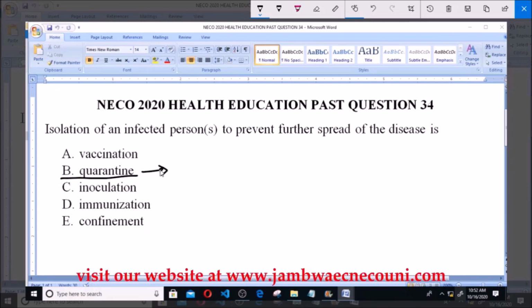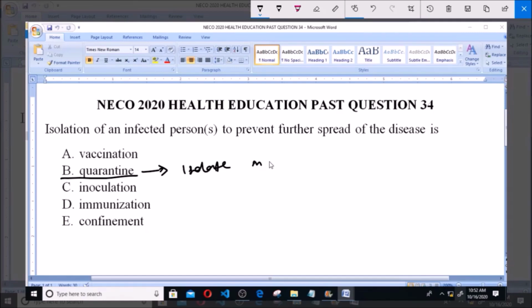I believe we've heard of quarantine, especially during this COVID-19 period, whereby a person infected with COVID-19 is quarantined, that is isolated, in order to prevent the spread of this disease to others. So to quarantine someone simply means to isolate an infected person in order to prevent the spread of the disease.